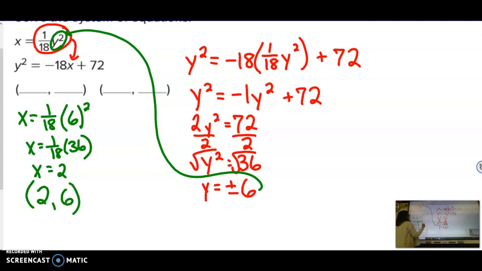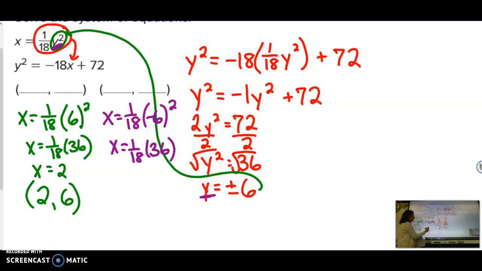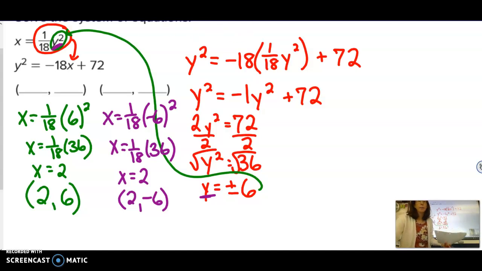Now I'm going to go ahead and plug in the negative 6 for the y. Again, remember that's the y, so it's going in for the y. But again, because when you square a negative, that's also positive 36, I'm still going to get a positive 2. So the answers are (2, 6) and (2, -6). But please don't think that when you plug the numbers in, you always get the same answer. Okay, so that's how you can solve a system of quadratic equations.